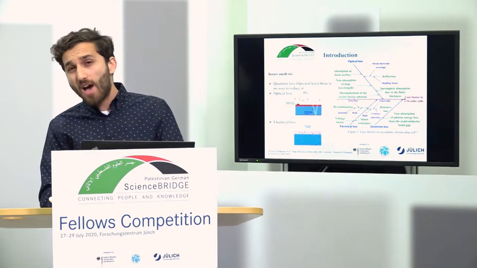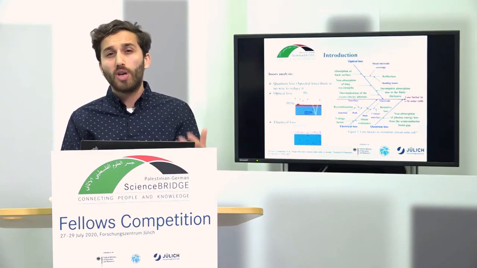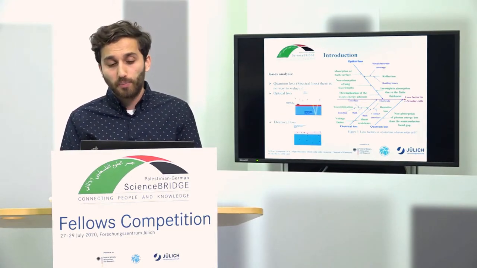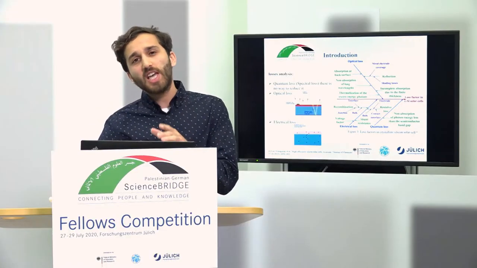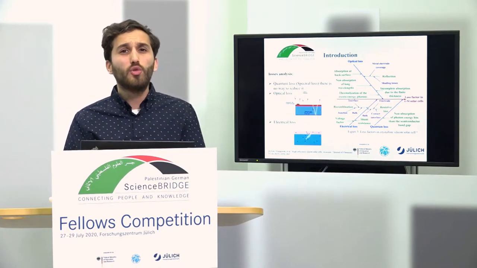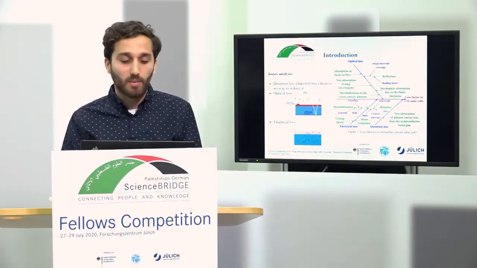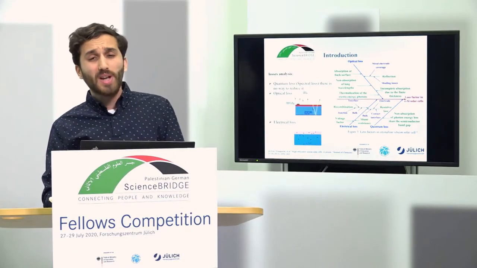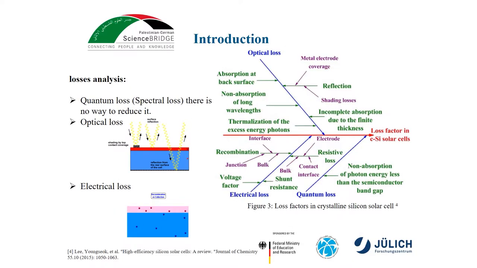To achieve that, we have to think about the loss mechanisms that occur in the solar cell. We can categorize the losses into three main types. First, quantum losses, which are natural because there is a difference between photon energy and band gap energy. The second is optical losses, mainly due to light reflected away from the sample, because of the metal on the top side or the difference in refractive index between air and silicon. The third is electrical losses, mainly represented by recombination losses of excited carriers.